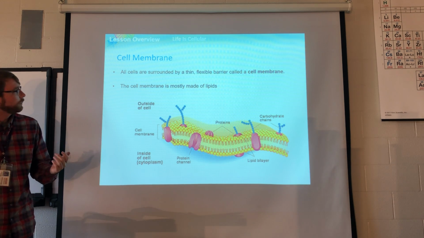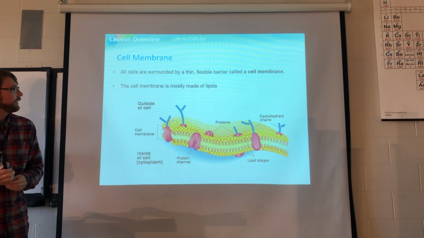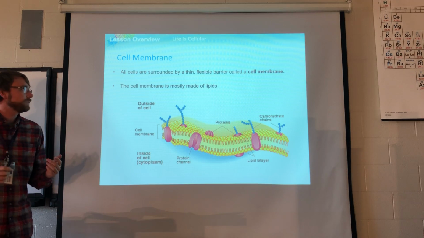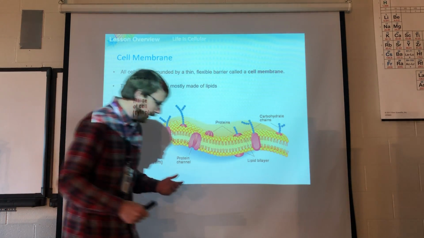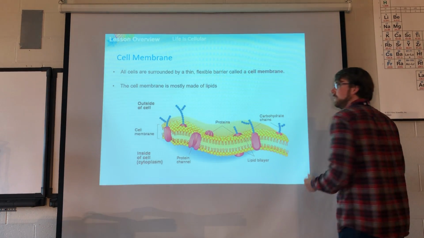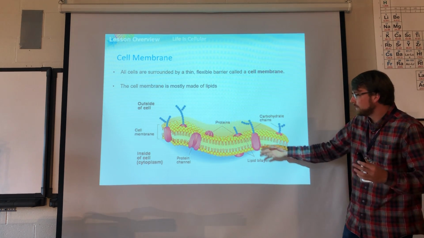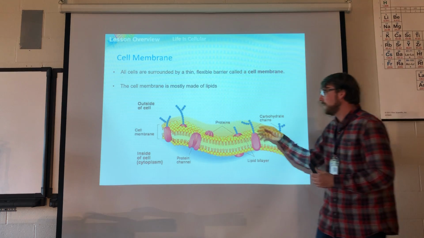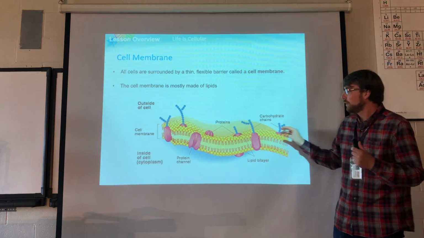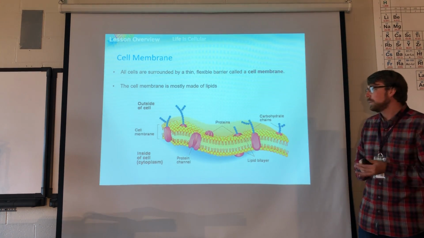So, next we come to the cell membrane. All cells are surrounded by a thin, flexible barrier called a cell membrane. The cell membrane is made of mostly lipids. It has some proteins embedded in it that do different functions. It has some carbohydrates attached. But your cell membrane is mostly lipids.